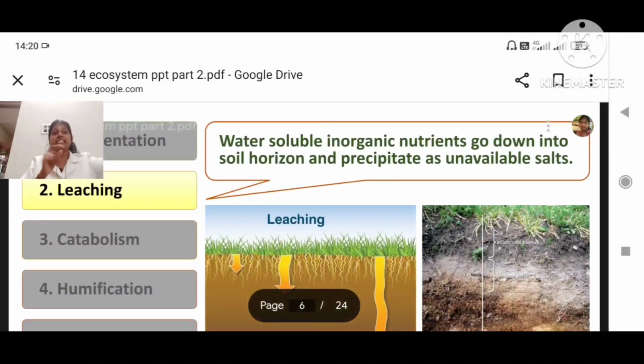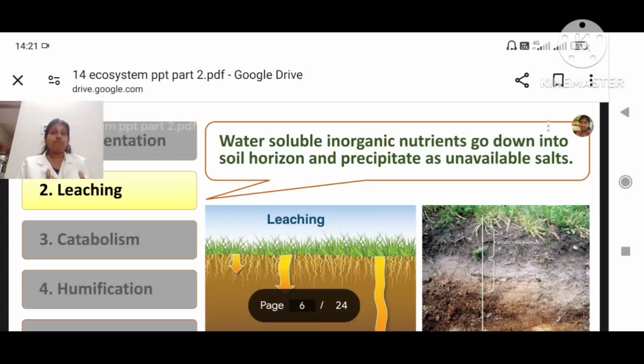The next is leaching. Now what happens is that when we apply water, or when there is rain, or when we are irrigating, the detritus which has been converted into fragments, some powders and all, will be there. When water mixes into that, some of the nutrient soluble materials present in the detritus mix along with the water, and slowly percolate through the soil, and reach many layers of the soil underneath the earth's surface.